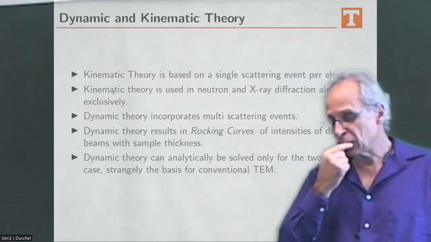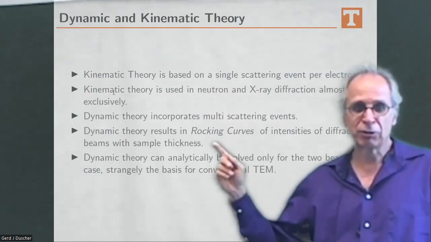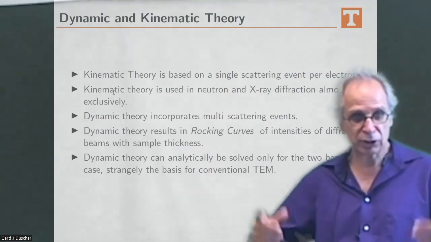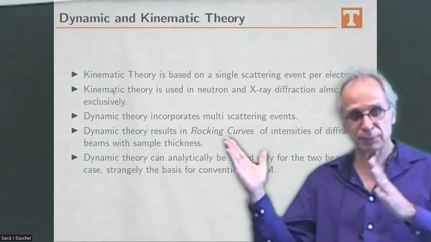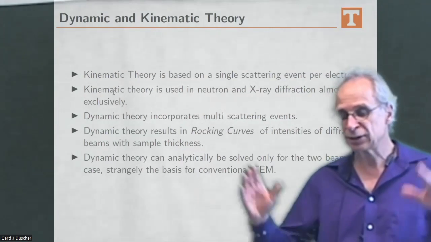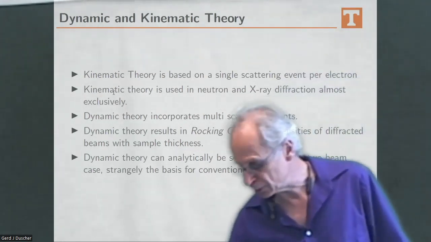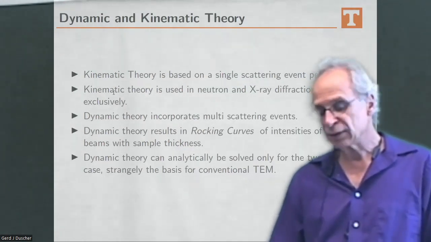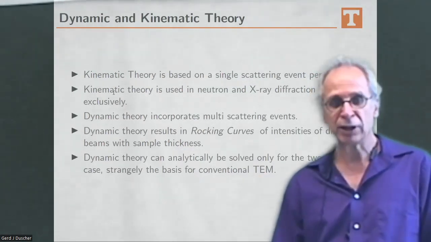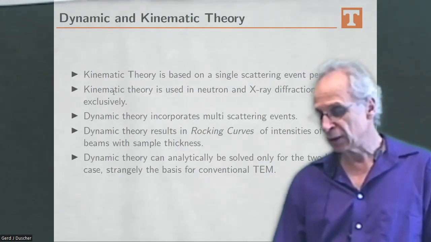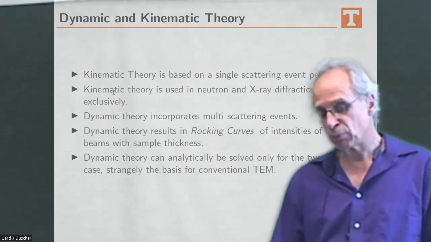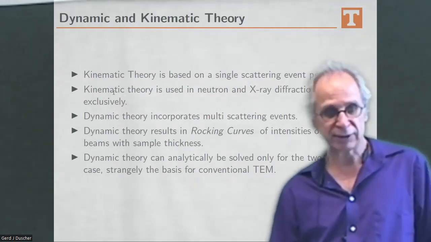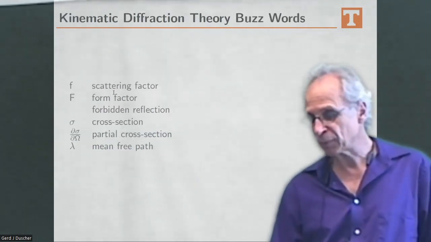Okay. So for the dynamic theory, the amount of electrons is given in your experiment, but depending on the thickness, it will change backwards and forwards. And then the dynamic theory can be solved only for the two-beam case, so that is a conventional TEM. Everything else really needs simulation.